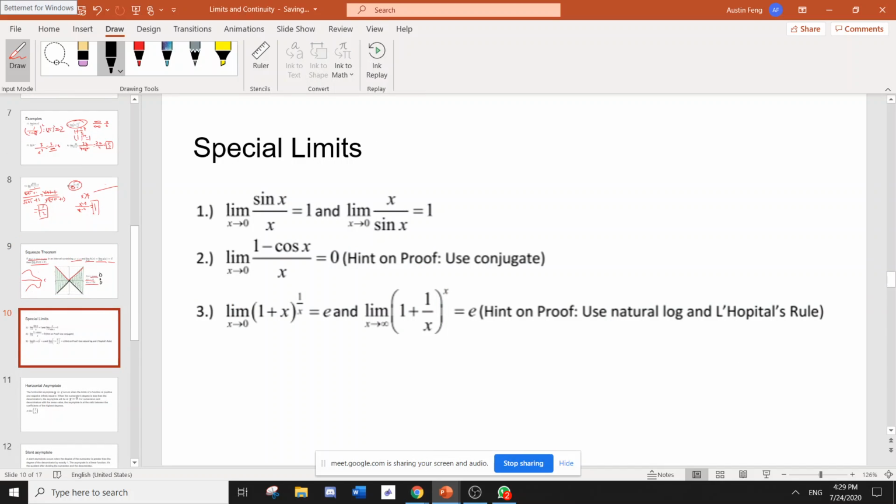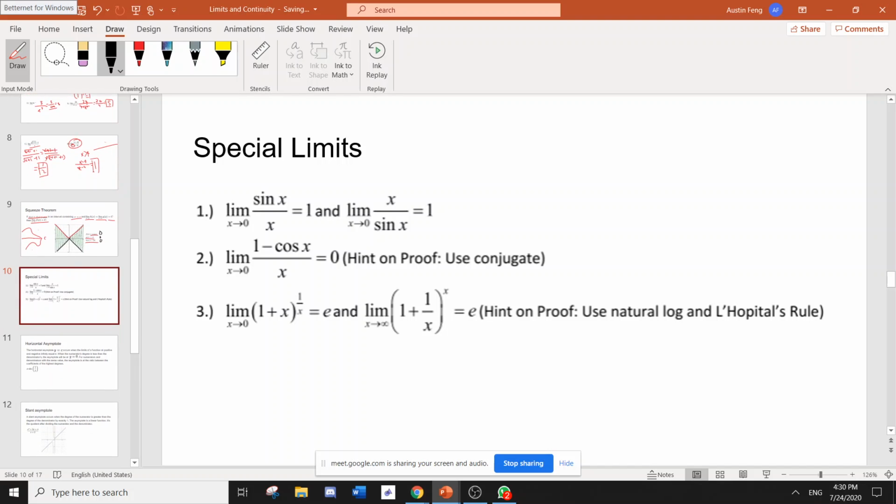So, special limits. When you have these limits, you have to realize they're special cases, and it's really hard to prove them now. We might get to it later in future chapters. You just have to memorize these. So the limit as x goes to 0 of sine x over x is equal to 1, and you do this the inverse. When you flip the numerator and denominator around, you also get 1.